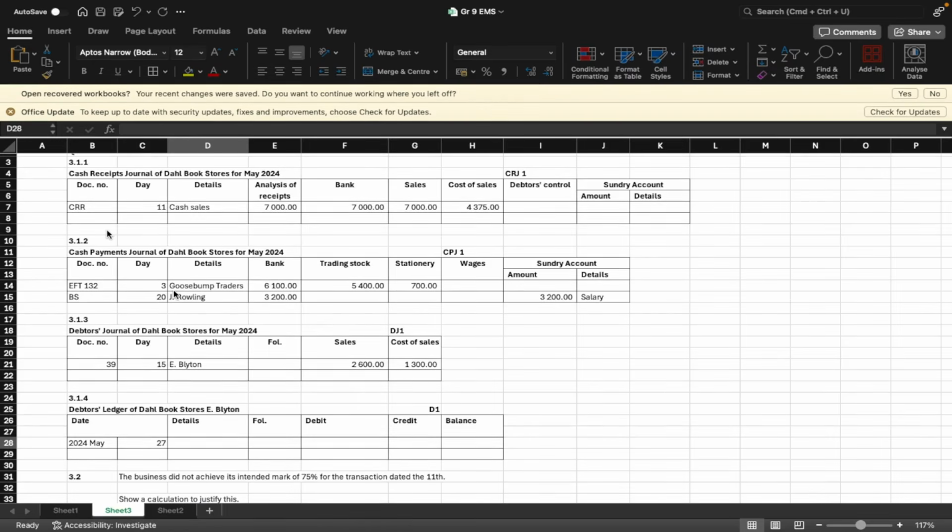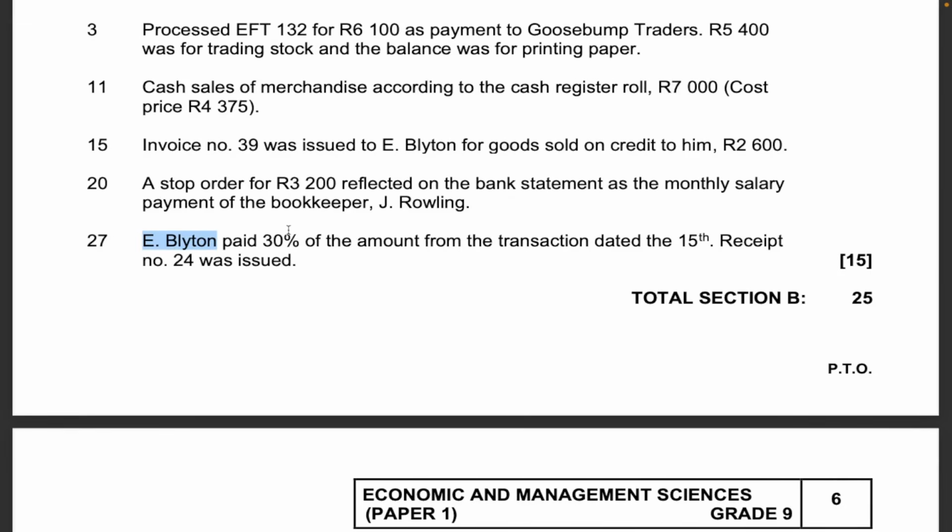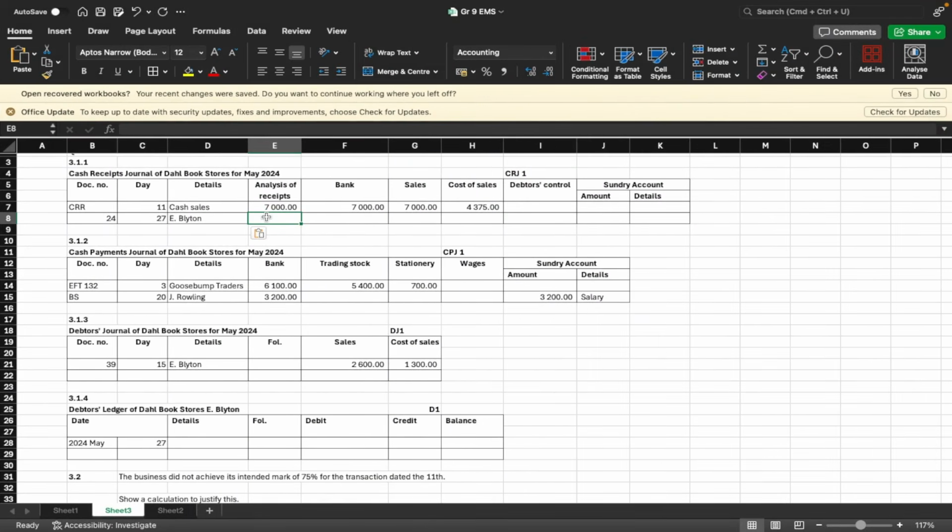The document number is 24. The day is the 27th, and the person paying us is E. Blayton. And how much are we being paid? Well, we're told it's 30% of how much he actually owes us. Okay, if we go back here, you can see paid 30% of the amount from the transaction dated the 15th. And so the transaction on the 15th, it was 2,600 Rand. And so we just have to calculate 30% of that. Okay, so let's do just that, 2,600 Rand multiplied by 30%, and that will give us how much is actually paid us, 780 Rand.